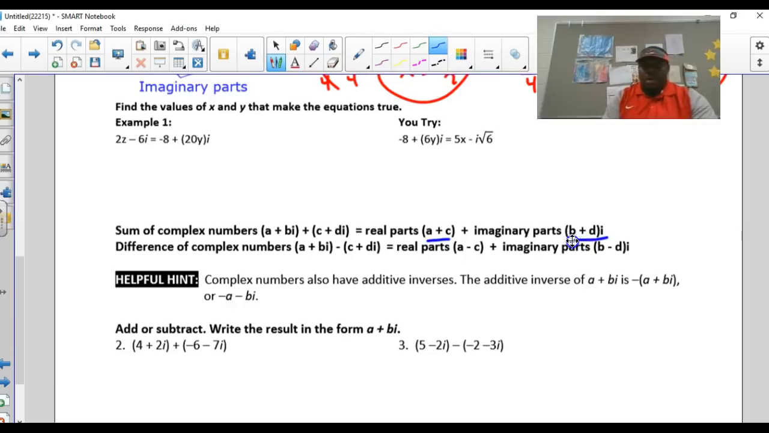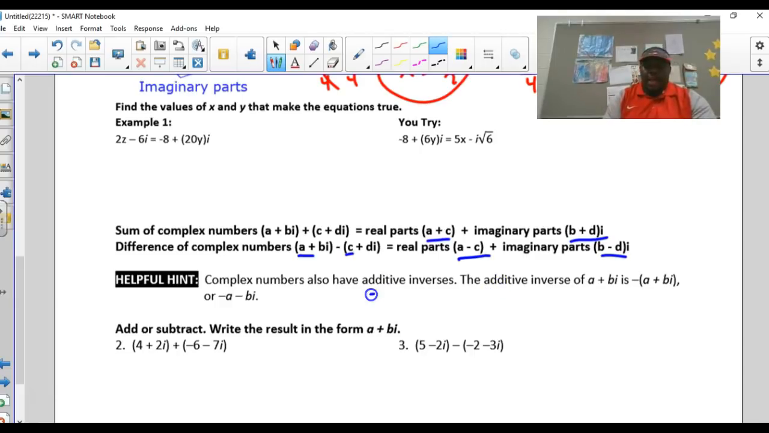The difference would be the opposite. The difference is the same in the sense that you're going to solve it, but first you distribute that negative. Don't forget to distribute the negative. Once you distribute the negative, you have the real parts and the imaginary parts, and you just do the operation from there.